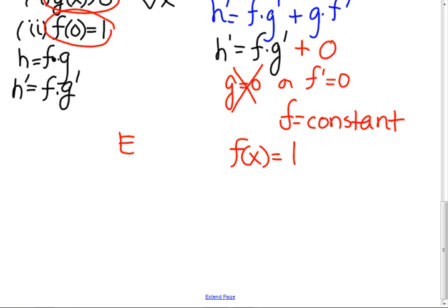Now, do you see why I did that? Why I connected it with the other problem? They may be off 2 different exams. Same concept. The fact that the derivative of a constant function is 0.